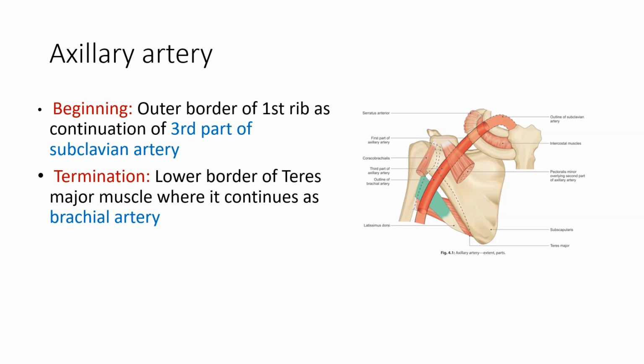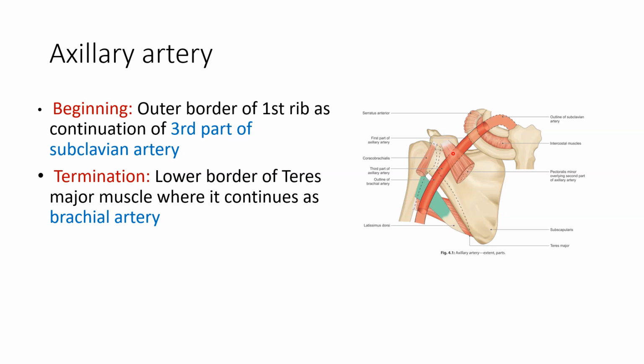Coming to the axillary artery, it begins at the outer border of the first rib as a continuation of the third part of the subclavian artery. In this picture, you can see the subclavian artery. This is the first rib and this is the outer border of it, where the subclavian artery becomes the axillary artery. The axillary artery terminates at the lower border of the teres major muscle, where it continues as the brachial artery.